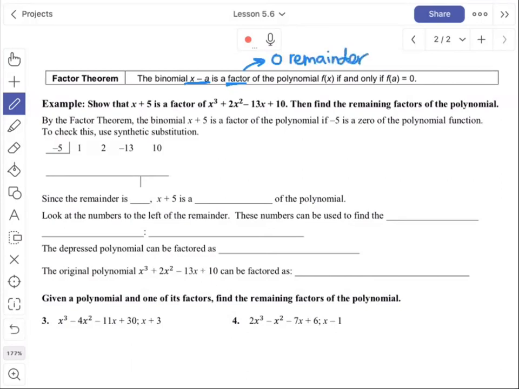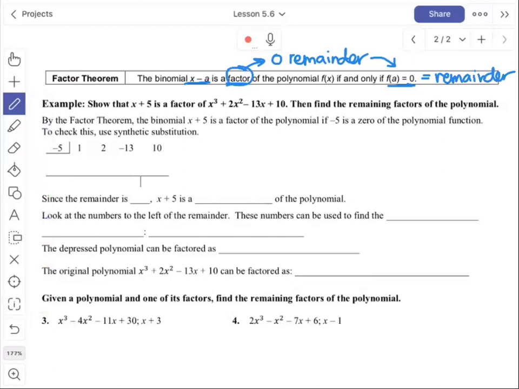And we know from our remainder theorem that f of a is equal to the remainder. So if f of a is equal to 0, well, that means the remainder is equal to 0, which is why it's a factor. All right, so hopefully that kind of clicks together. All right, so let me show you guys an example.